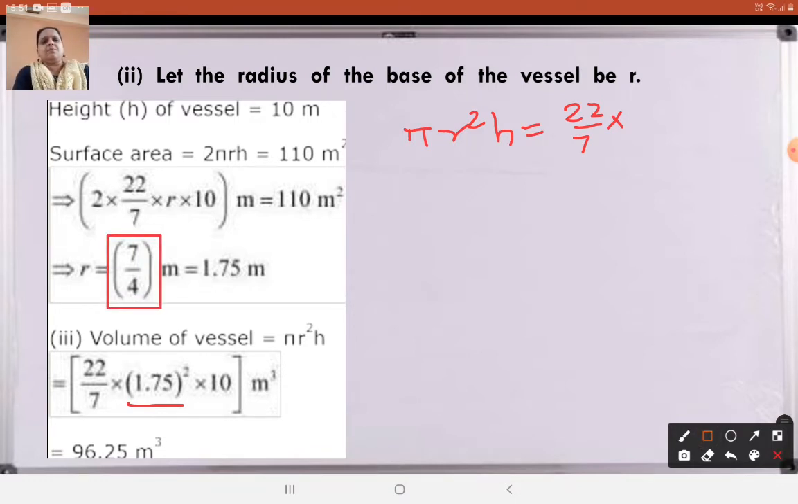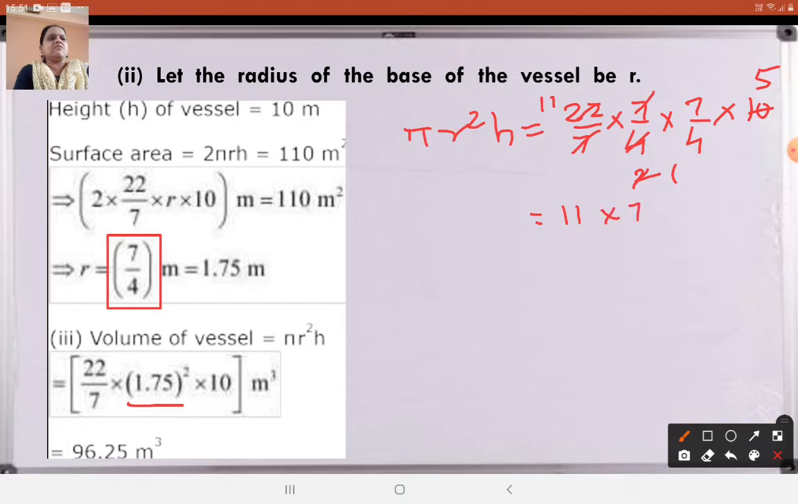Any way you can do it. If you calculate by decimal, you will get the same answer. If you want, you can take it as 7 upon 4. So I will use it over here as 7 by 4. As it is r square, I will multiply it twice, into the h value, which is given as 10. So this 7 and 7 will get cancelled. 2 twos are 4, 2 elevens are 22, 2 fives are 10. So here 11 into 7 into 5 by 4.